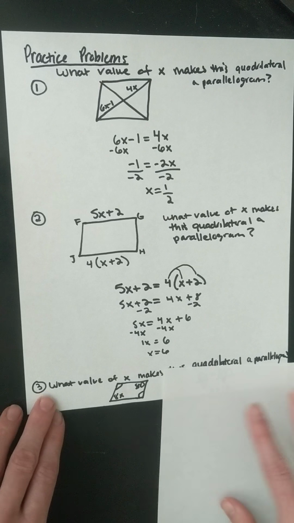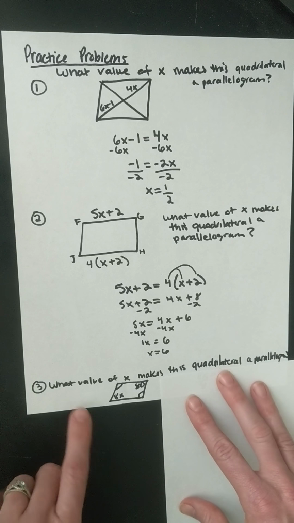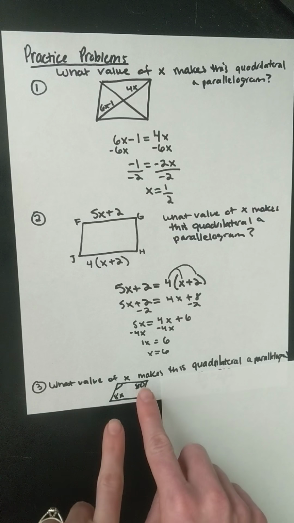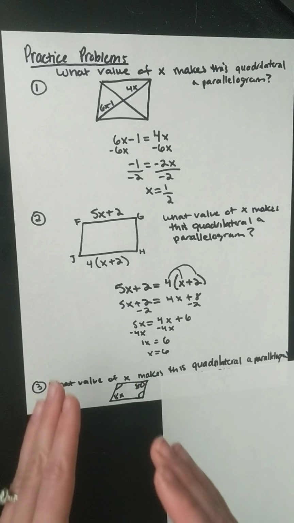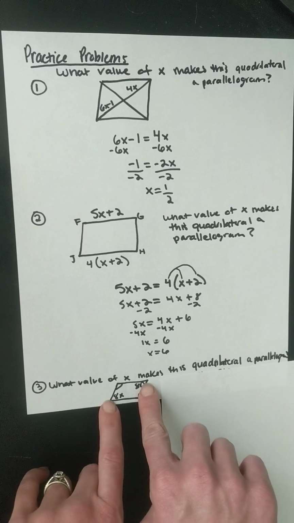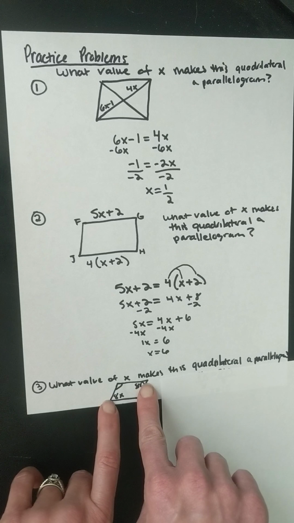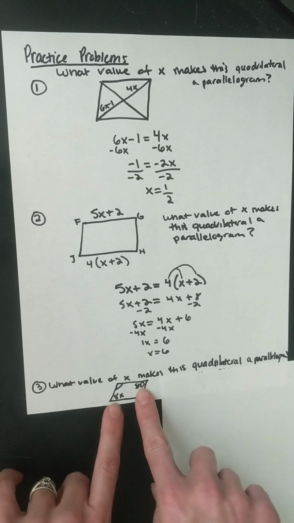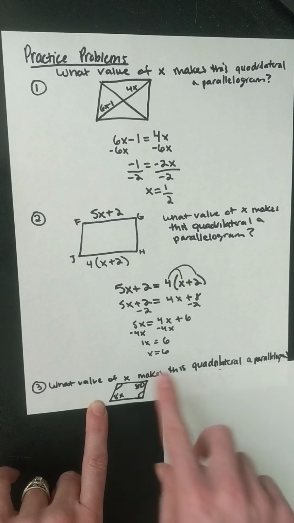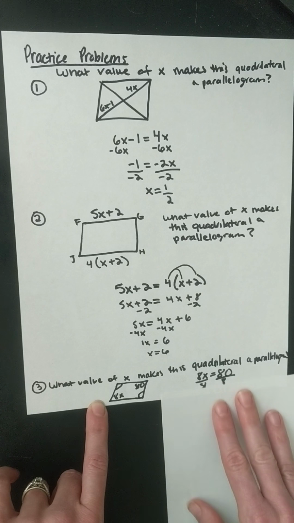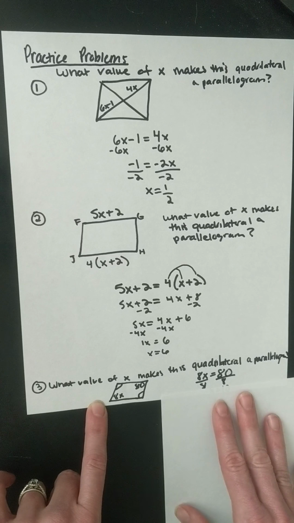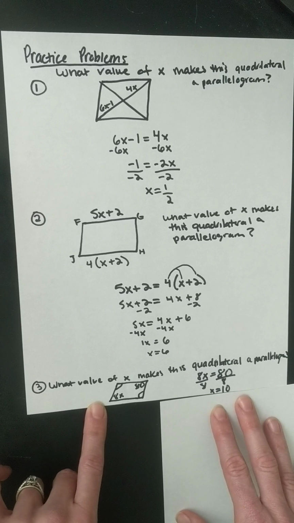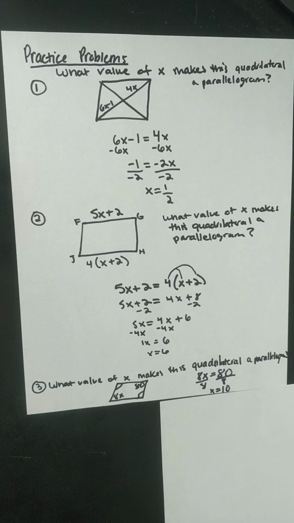Last one is here. So this problem is, what value of x makes this quadrilateral a parallelogram? So we know if the angles are opposite of each other, diagonal, they are congruent. Good job. So go ahead and pause the video and see if you can solve this problem. I have 8x and this is 80. Okay, you should have set up 8x equals 80. Last step to solve for x is you divide by 8 on both sides, and you should have gotten x equals 10. Great job, guys.